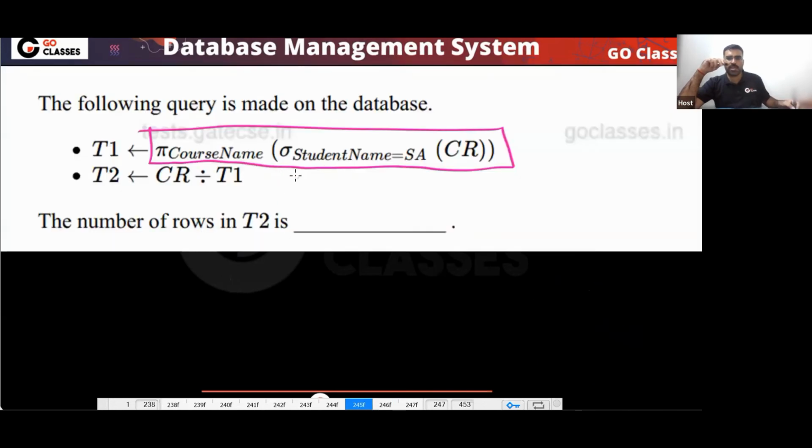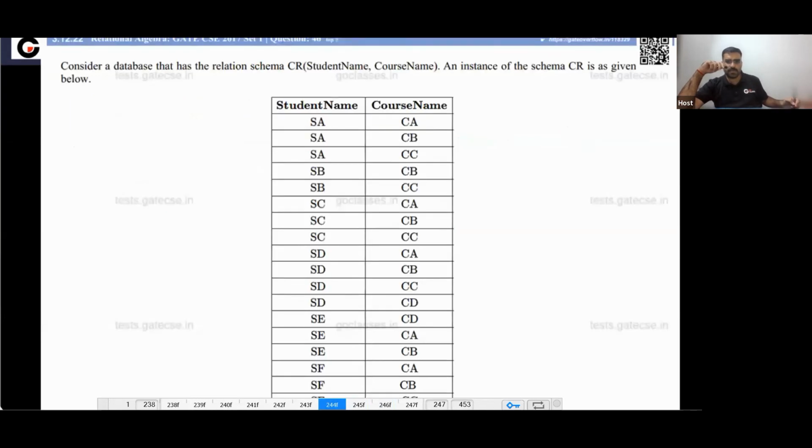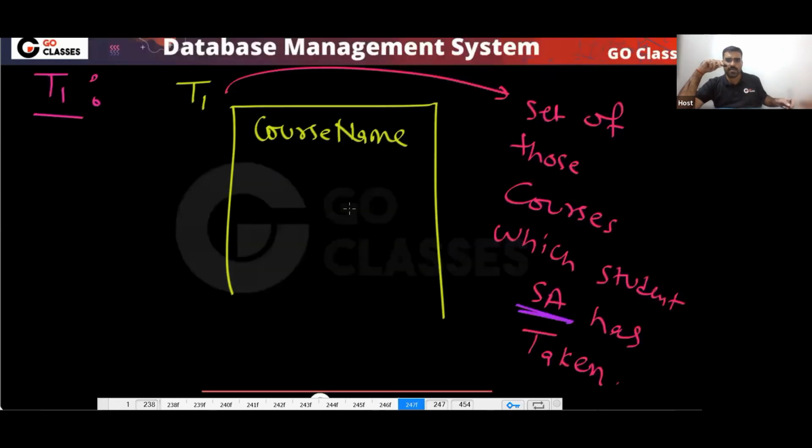Very simple. From the CR, you select those tuples where the student name is SA. Check whether SA is there or not. There is no SA. So finally, this will be your T1. Your T1 will be CA, CB, CC. So T1 is done, right?